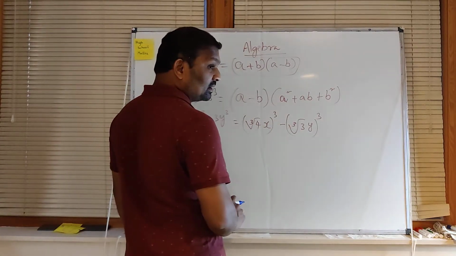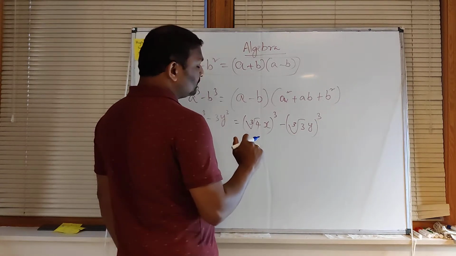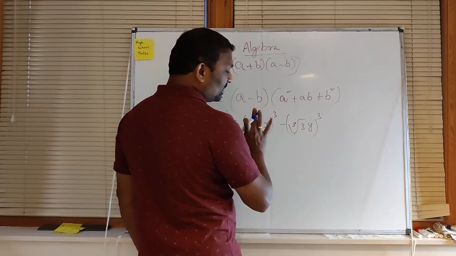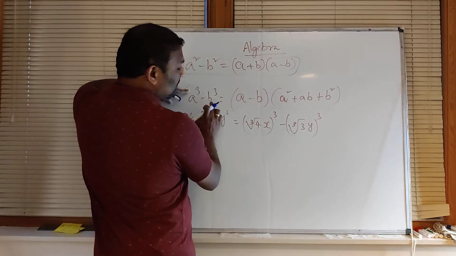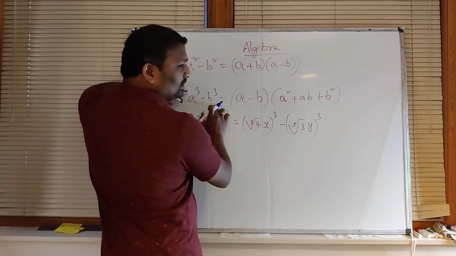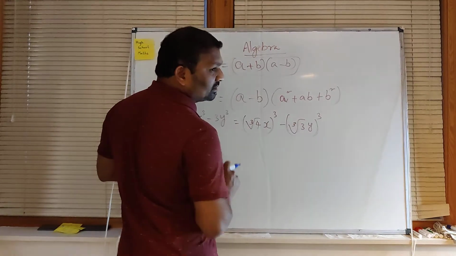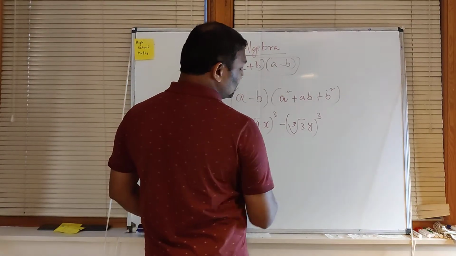What is a? Cube root of 4x cube plus 4x. That is a. Compare this expression with this one. What is a? This is all a. What is b? This is all b. And put it in this formula: a minus b.